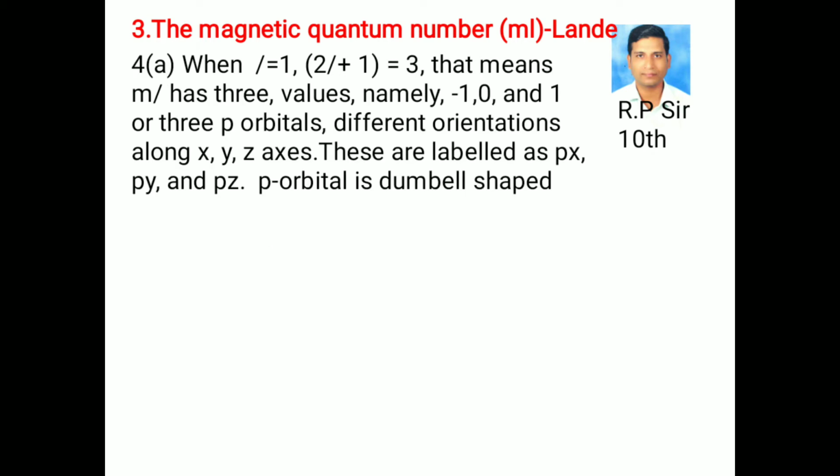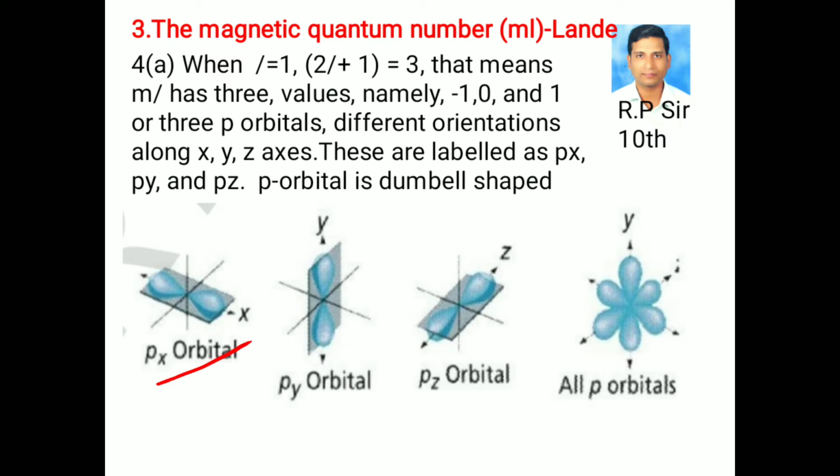When L is equal to 1, substitute L equals 1 in 2L plus 1, we get 3. That means ml has 3 values, namely -1, 0 and +1, or 3 p orbitals with different orientations along the x, y, z axis, and these are labeled as px, py and pz. P orbitals are dumbbell shaped.